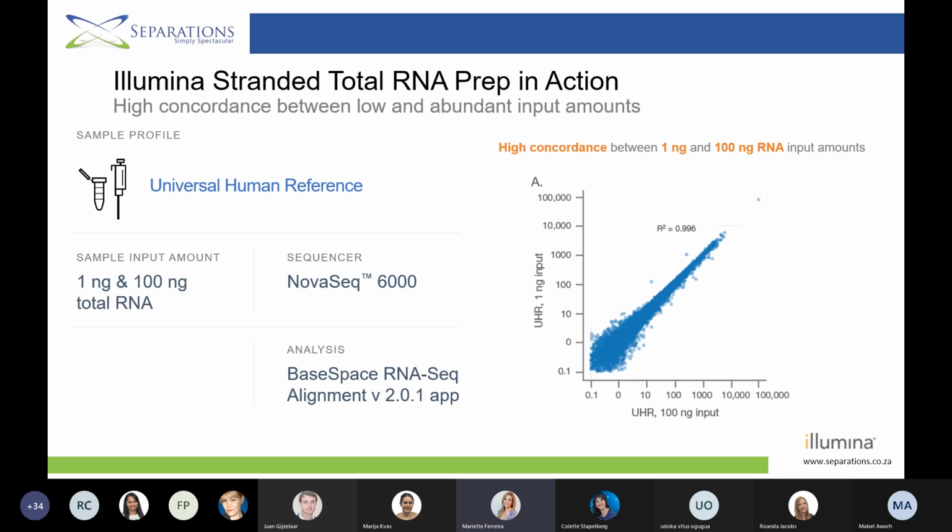If we look at this graph, we compared different input amounts, from 1 nanogram to 100 nanogram RNA input. Compared to the higher input, there's a really nice concordance in the amount of transcripts that were discovered. So if you don't have a lot of RNA to work with, this would be a really nice kit to use.